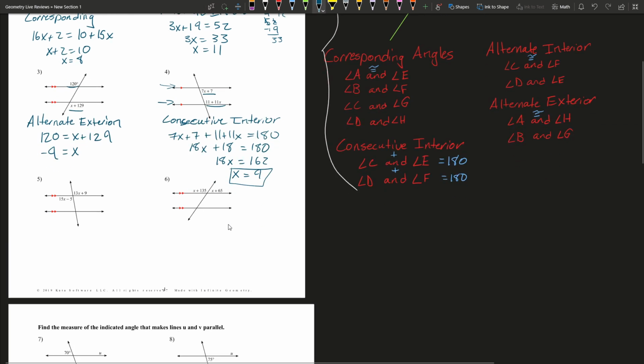Number 5, this is one you just gotta keep an eye out. These are vertical angles because they are on opposite sides of one another. Because they are vertical angles, we know that their measures are the same. So we can set 15x minus 5 equal to 13x plus 9, and then just solve for x. So I would subtract 13x from both sides to get 2x, add 5 to get 14, and then divide by 2 to get 7.